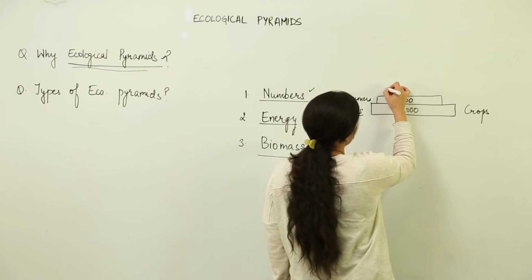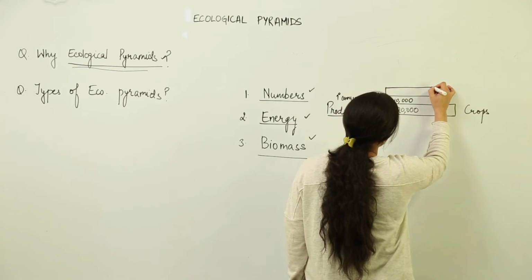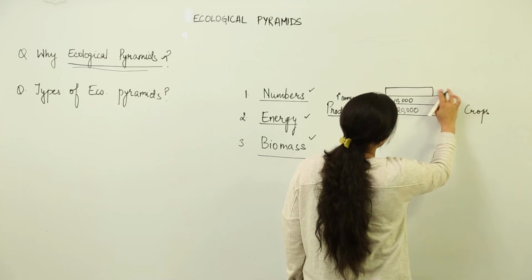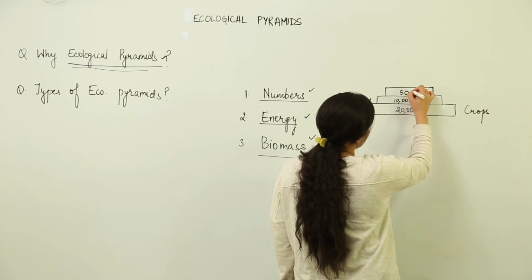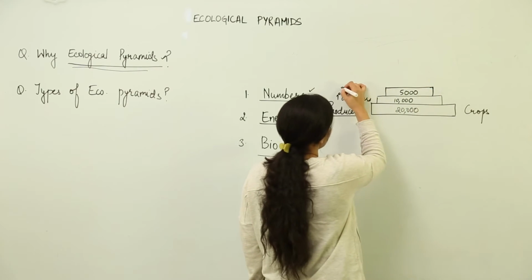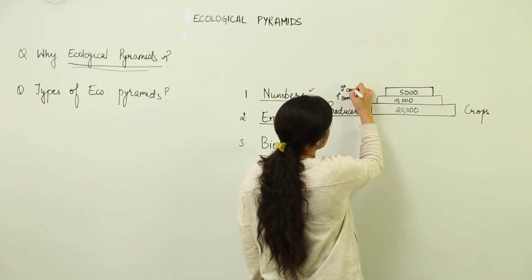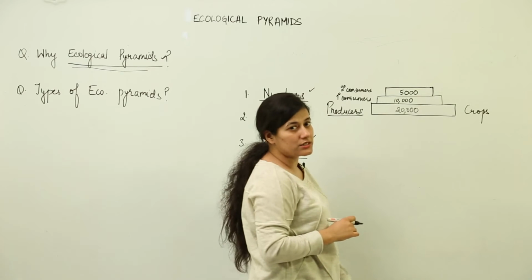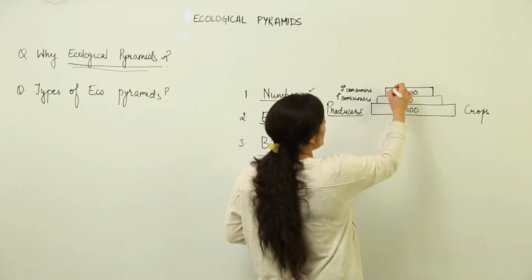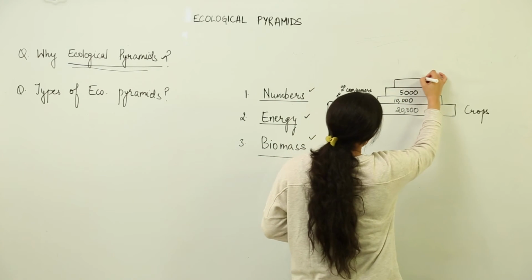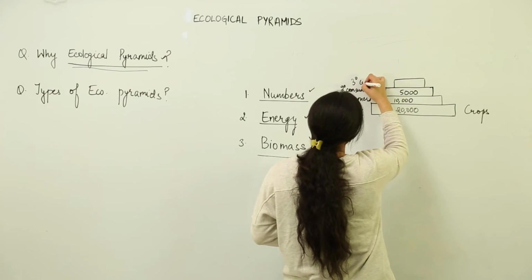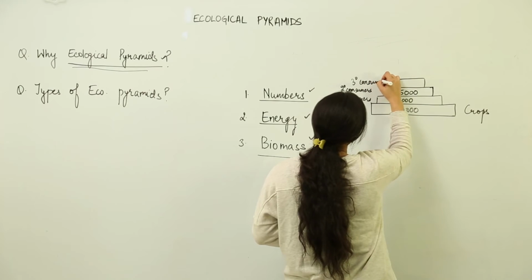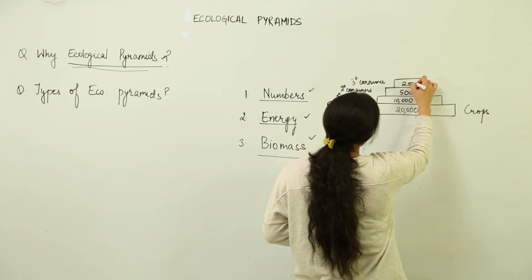Now consider on these 10,000 insects, around 5,000 rodents are feeding. So these would be secondary consumers. So you see the comparative account is being made in terms of number at each trophic level, and on these rodents, the tertiary consumer that is feeding, consider it as snakes. There are around 200 snakes which are feeding.